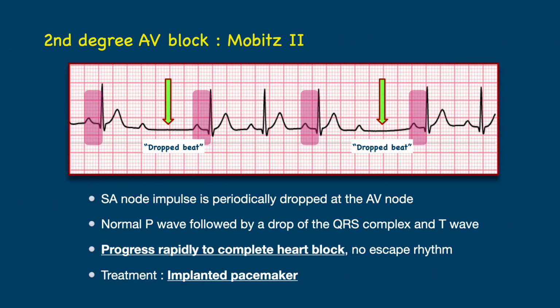On the other hand, Mobitz 2 can be dangerous and may result in severe bradycardia and decreased cardiac output. The medical significance of this type of AV block is that it may progress rapidly to complete heart block, in which no escape rhythm may emerge. Therefore, the definitive treatment for this form of AV block is an implanted pacemaker.